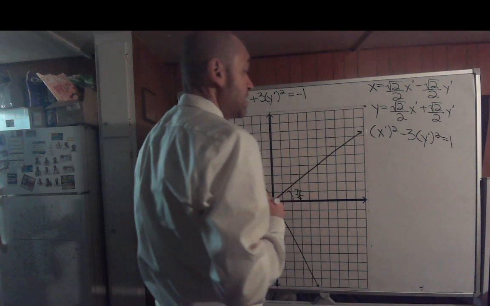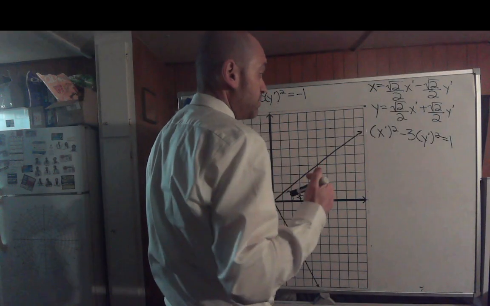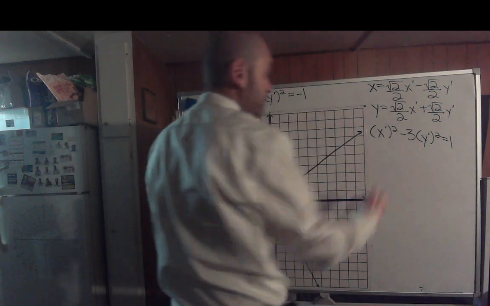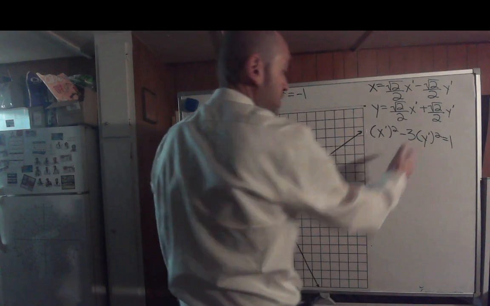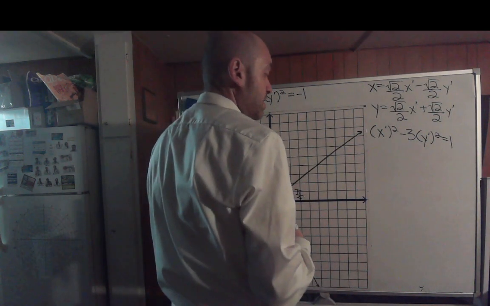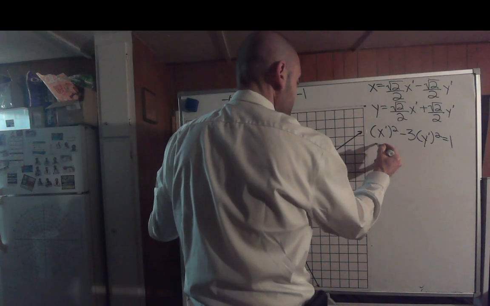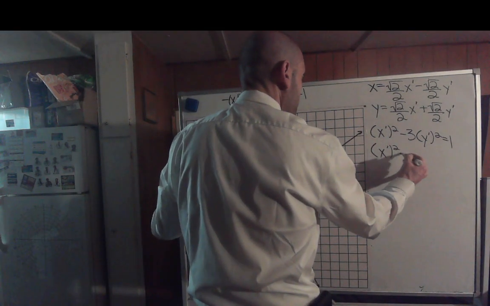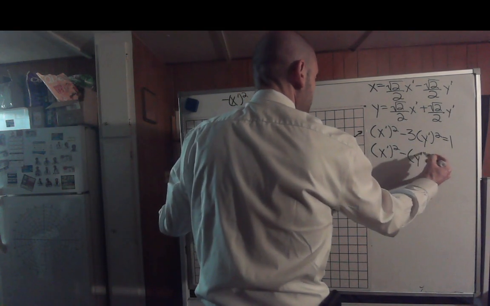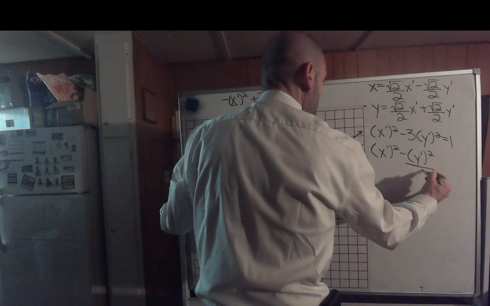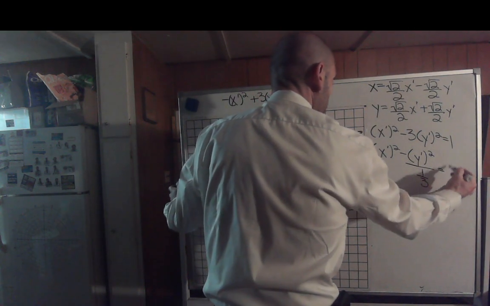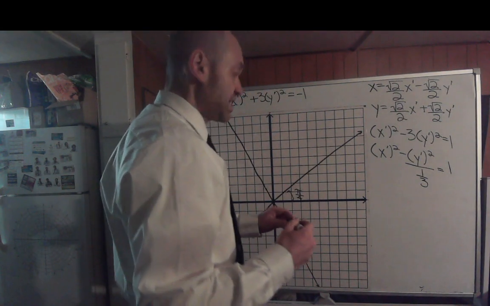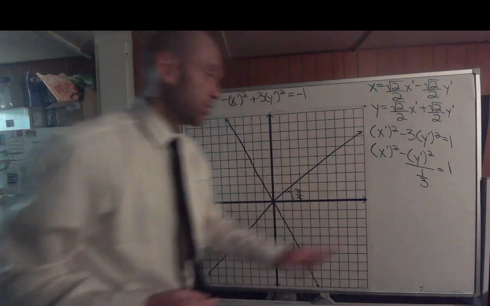Well, the only thing is now, in order to write this in standard form, we need to have a coefficient of 1 on that y prime squared. Well, we have 3 times that. That's the same as dividing by 1/3. So this equation in standard form would be x prime squared minus y prime squared divided by 1/3 is equal to 1. Now we have this hyperbola in standard form.